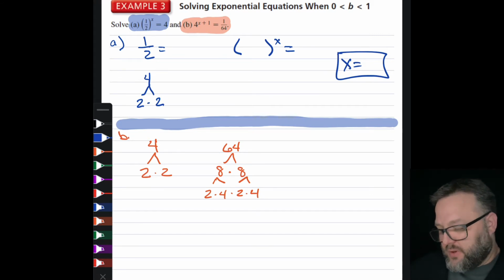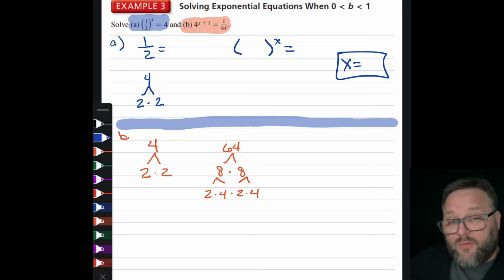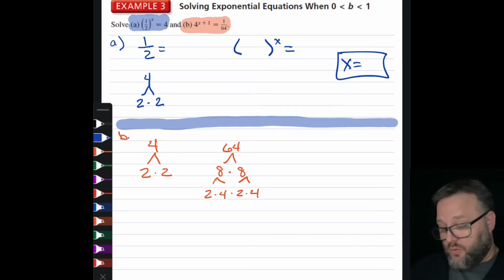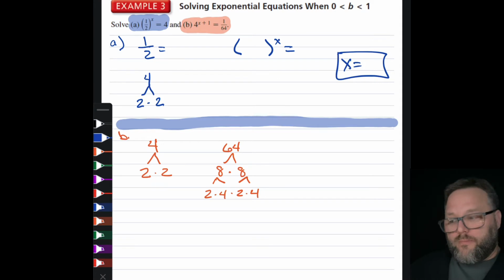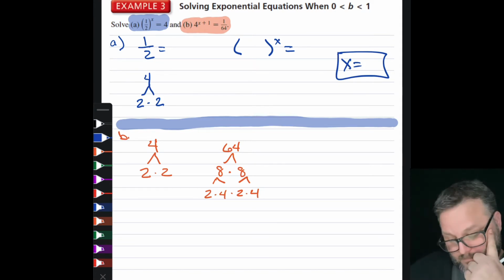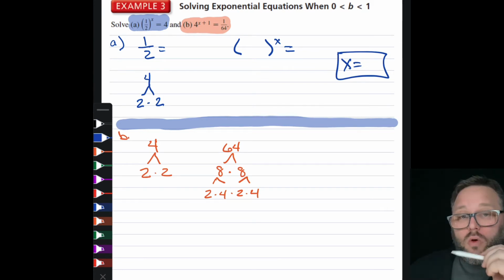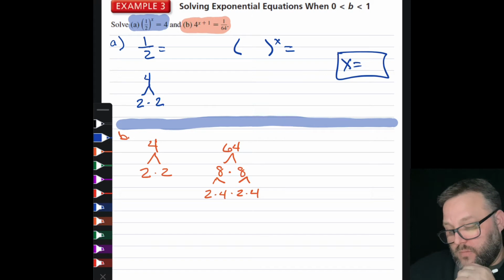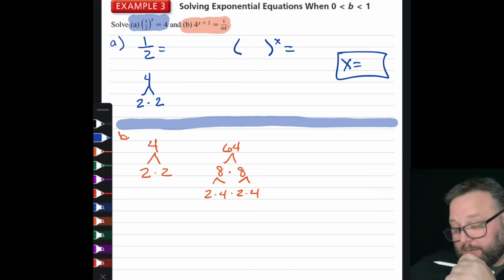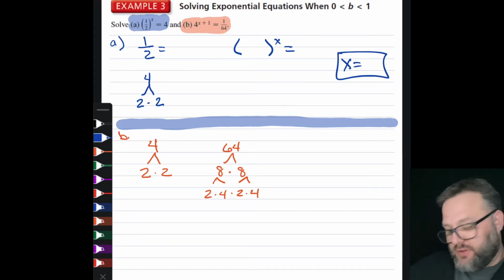So let's look at example A. We definitely have a base that's between 0 and 1, 1/2. The other side has a base of 4. So what we really want to be able to do is rewrite 1/2 in terms of a whole number. Well, we can actually do that.